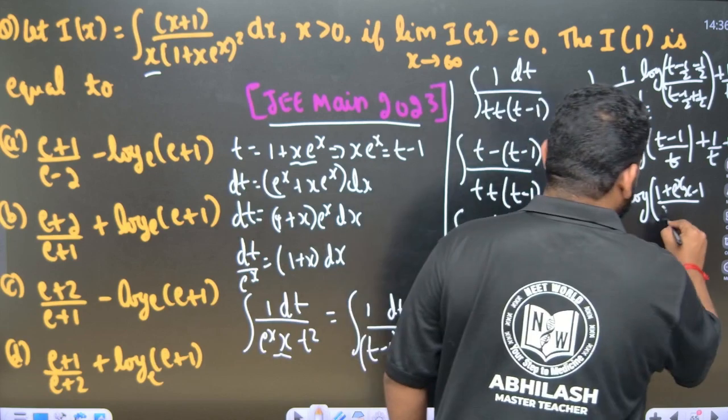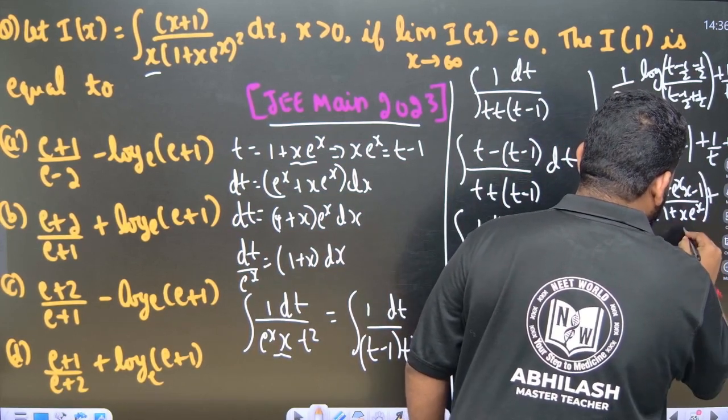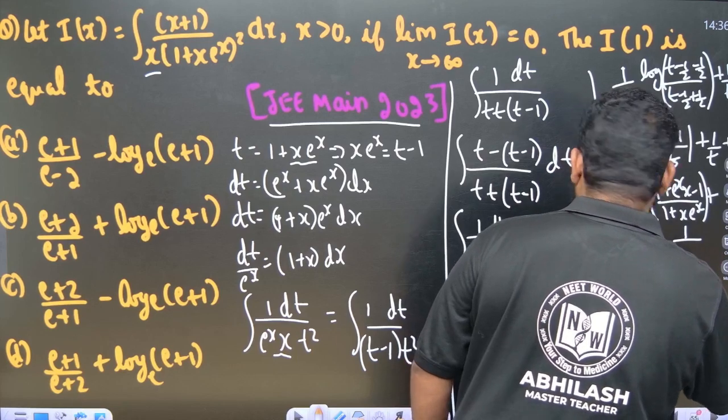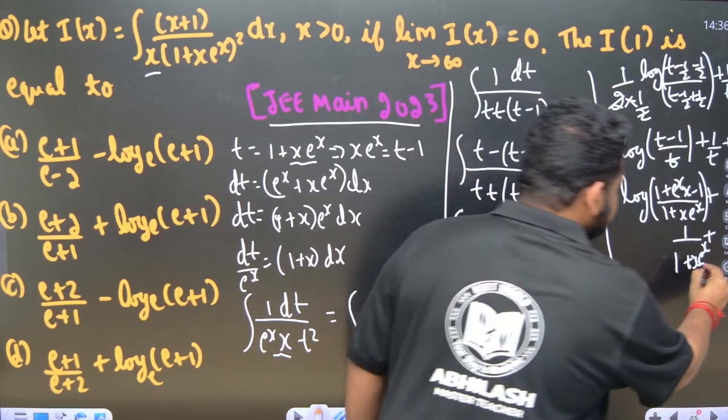T is again 1 plus x into e power x. Okay, so this will be plus 1 by t, which is nothing but equal to 1 plus x into e power x plus c. This is what we get, friends. Plus c, we will get it.